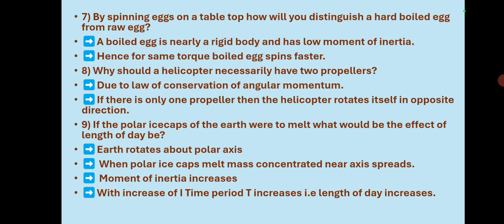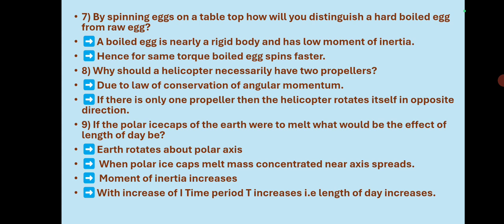Why should a helicopter necessarily have two propellers? If only one propeller is present, then automatically by itself the helicopter rotates in the opposite direction. So in order to avoid this only, it requires two propellers, and it follows the law of conservation of angular momentum.